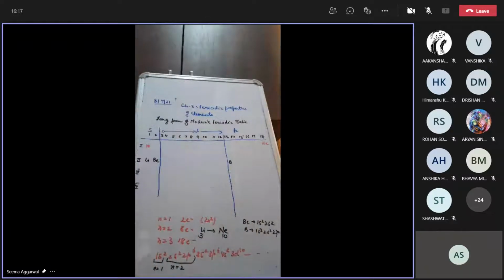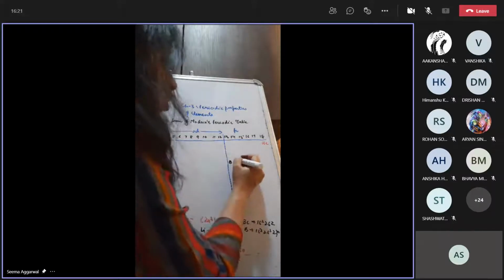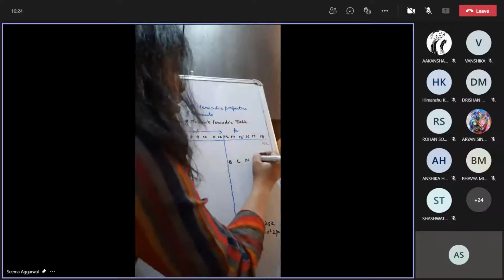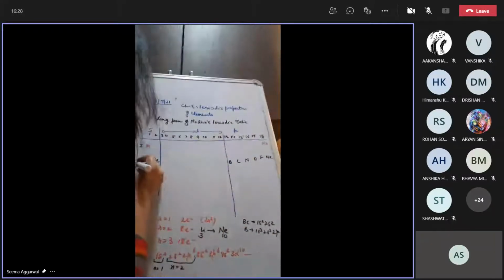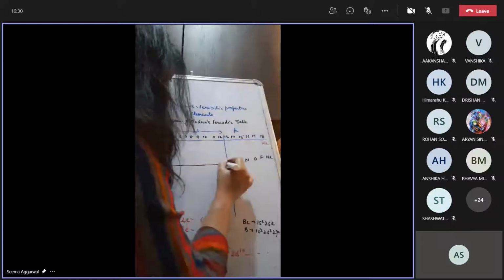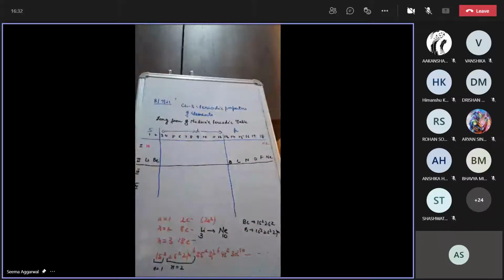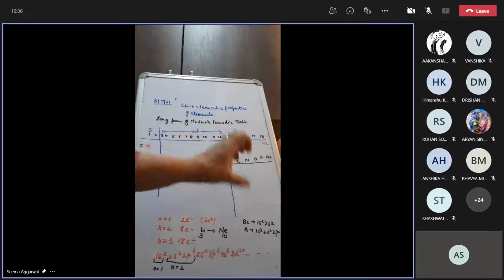Okay? Now after boron, we have got carbon, nitrogen, oxygen, fluorine, and neon. These are my elements of second period. Okay, that means that these are called as P block elements.